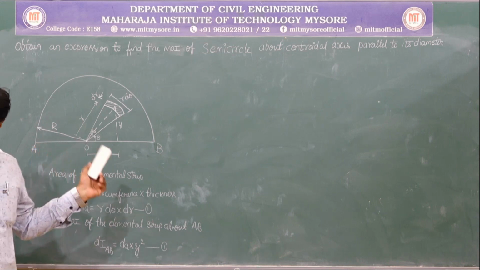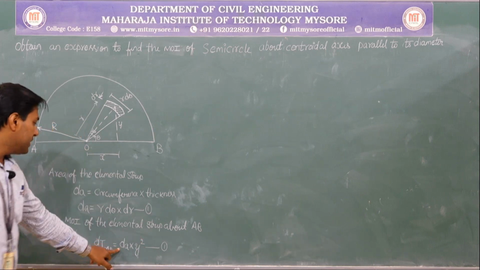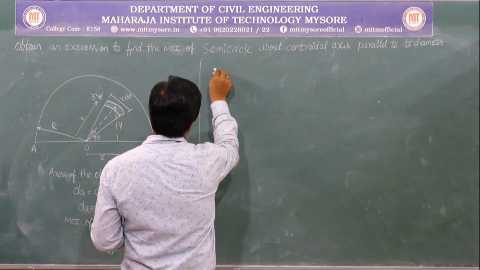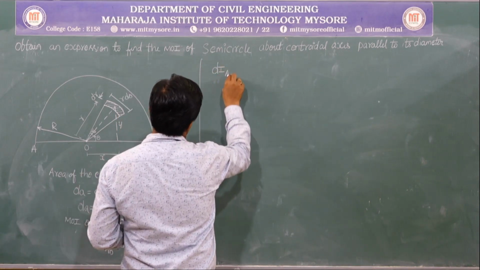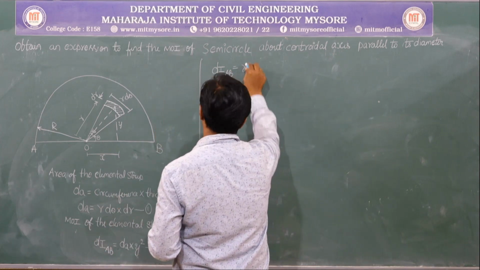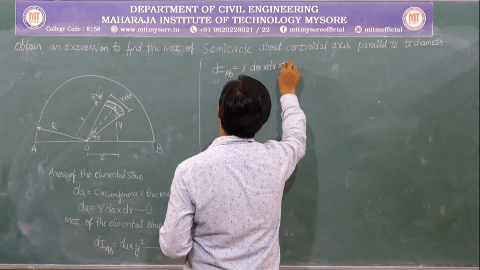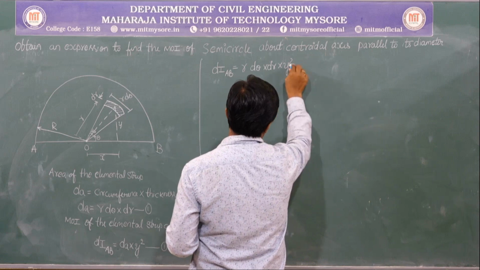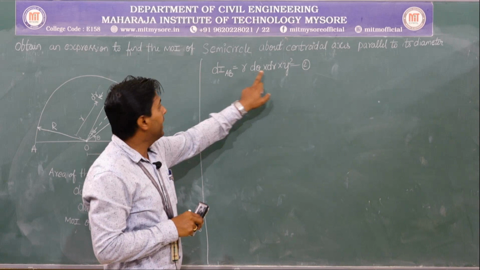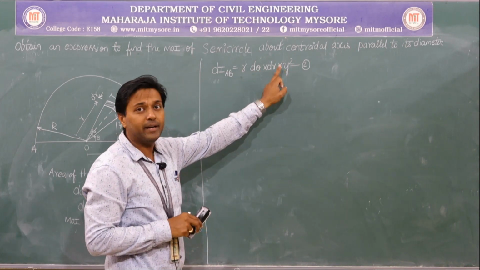Now, what is dA? Let me substitute that also. So dI_AB finally is equal to r into d theta into dr into y square. Let me call this as equation 2. Now the problem is we have the derivatives d theta and dr, and we have y square and r. So y is a separate thing.